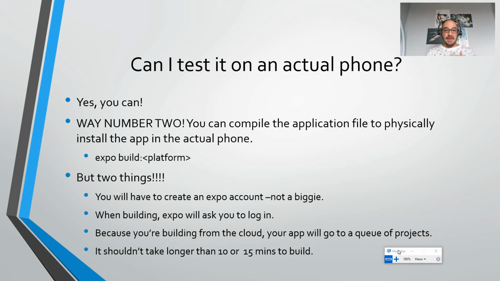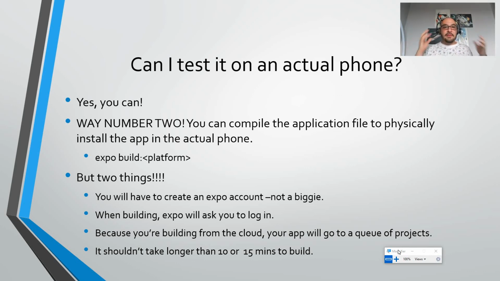When you're building the application in your command line, it will ask you to log in, and you just log in with your Expo credentials. But because this is building from the cloud, you'll see that it will tell you there is a link that you can go and see the state of your building. Your project will go to a queue of projects. The queue can sometimes be quite long, so you might have to wait between 10 and 15 minutes. I haven't waited longer than 15 minutes. If you want to go to the top of the queue, you need to pay.